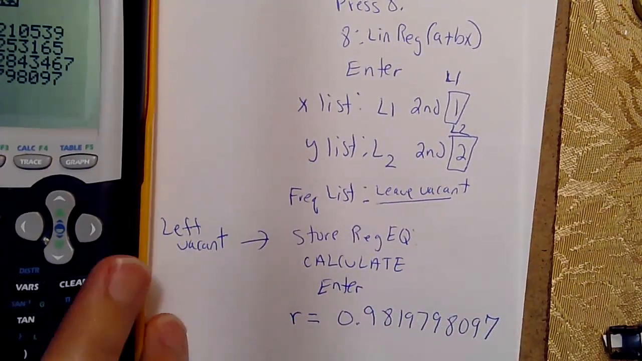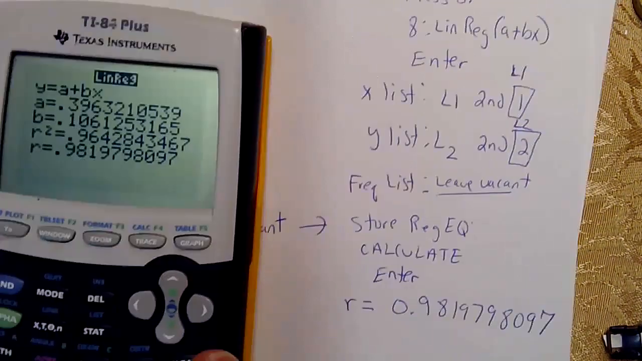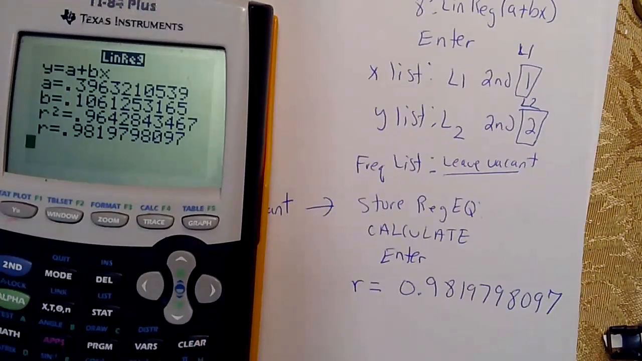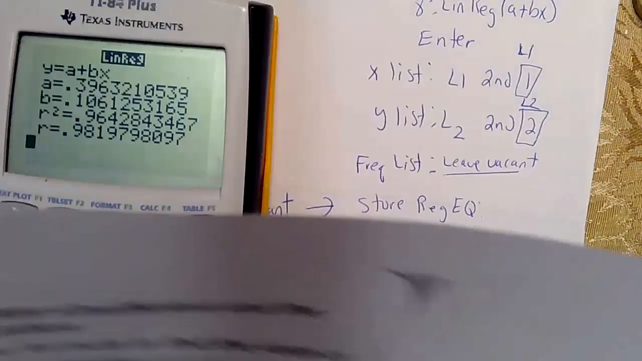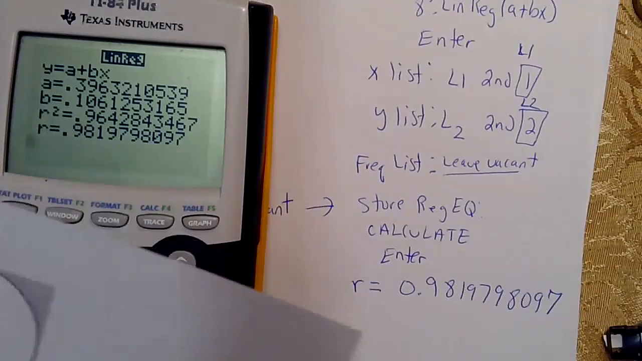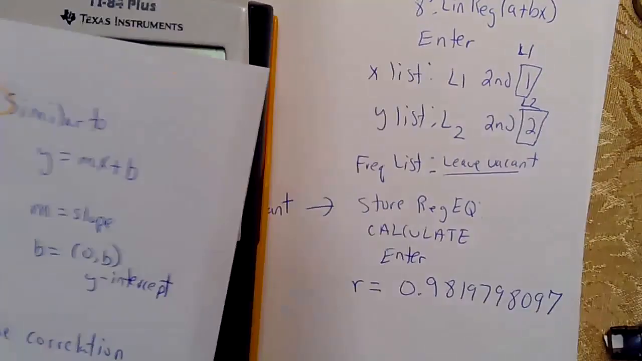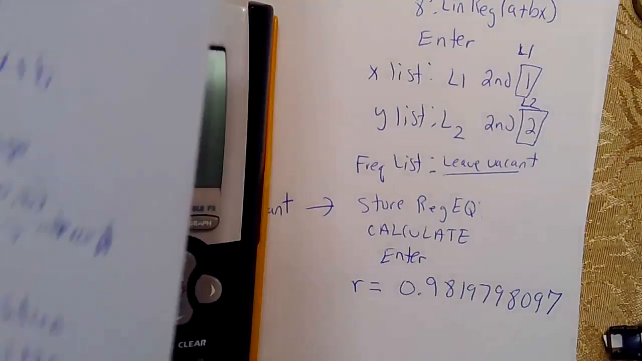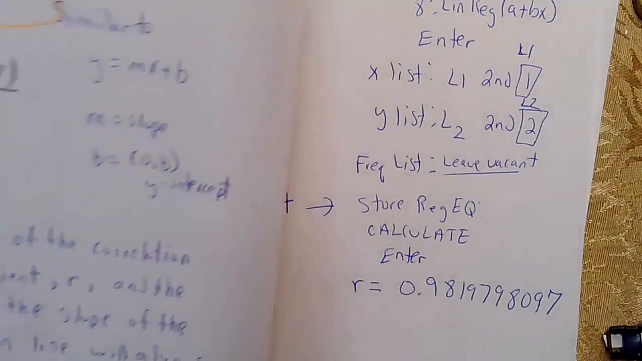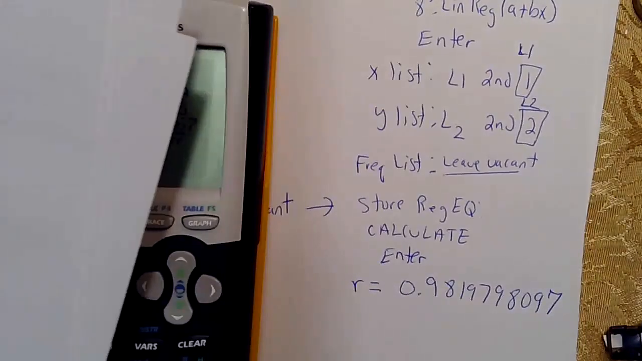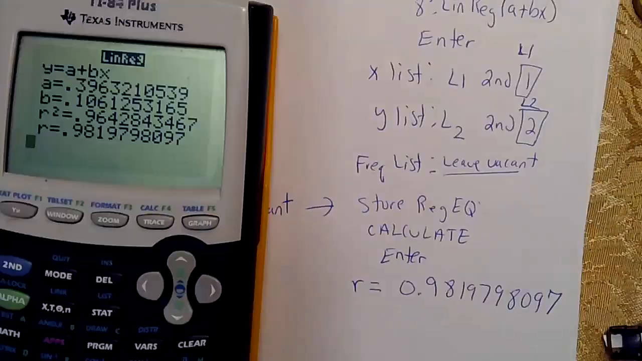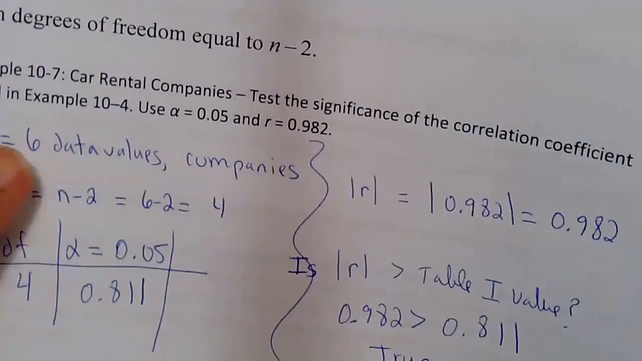And remember, we had already done the little test. Remember, this is the same one. We already did the little test where the 6 minus 2, and then we looked it up for the alpha. So where did we do that? Remember, we did that back here. That was the same problem, right? On the car rental companies, right?